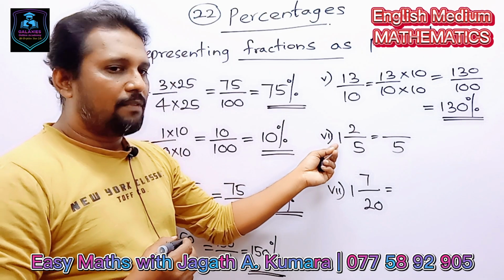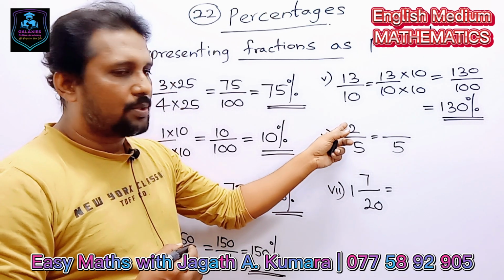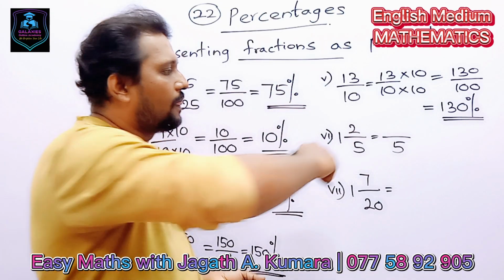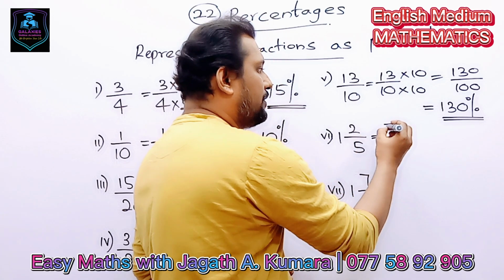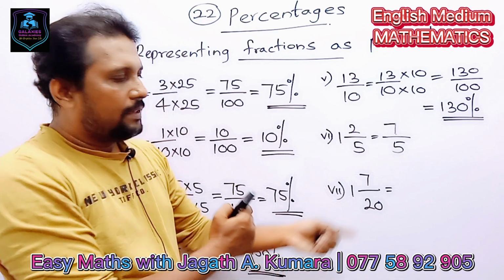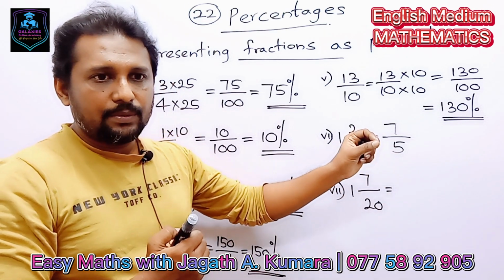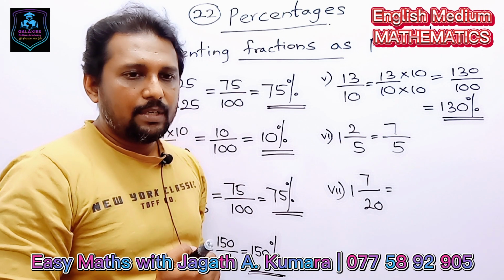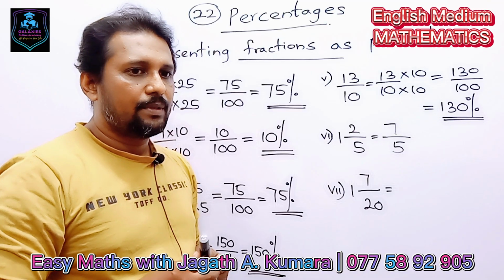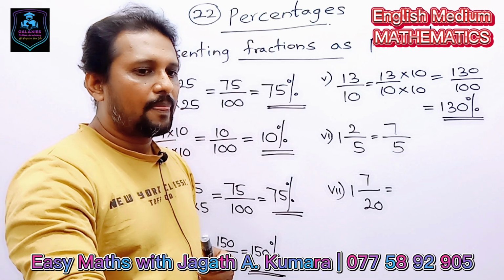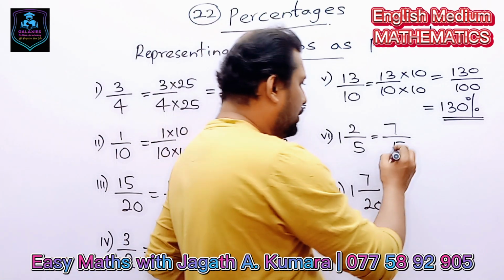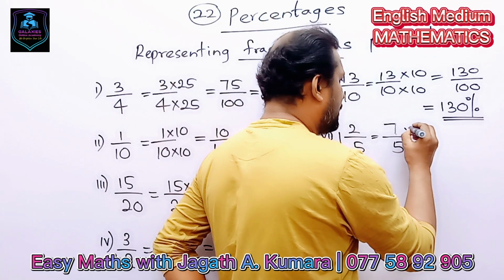5 multiply 1, 5. 5 plus 2, 7. Revise the knowledge of fractions. So the fraction you can write as 7 over 5. Then this denominator is 5. We want to convert into 100, no? So you have to multiply this one by which value? You have to multiply by 20, no? So both numerator and denominator you multiply by 20.